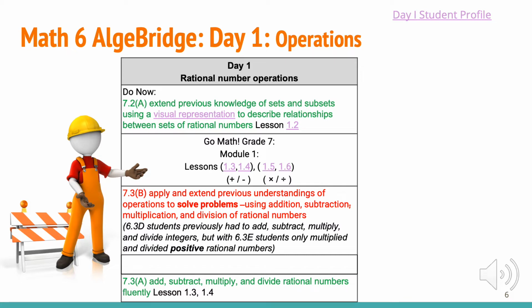Let's take a deeper look at Day 1. Rational number operations. The do now is simply an extension of their previous knowledge. There are a few links for the visual representation and the lesson that's correlated from Go Math. The readiness standards will be in red, supporting standards in green, and prior knowledge, vertical alignment information will be in black.